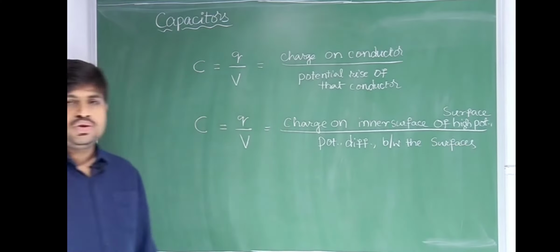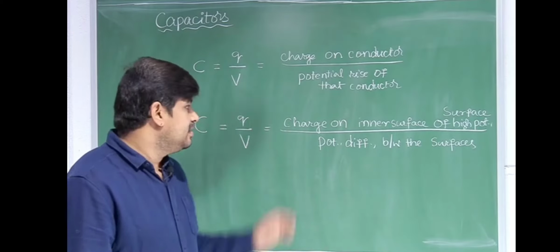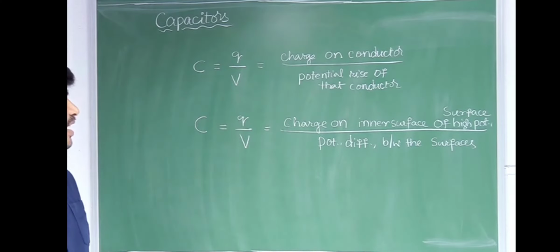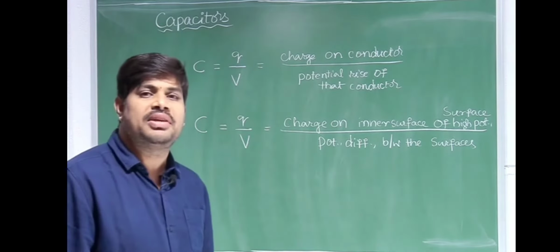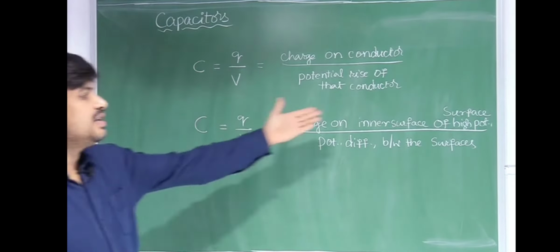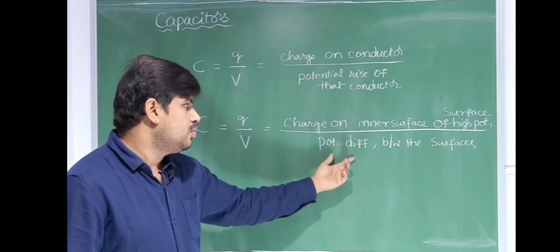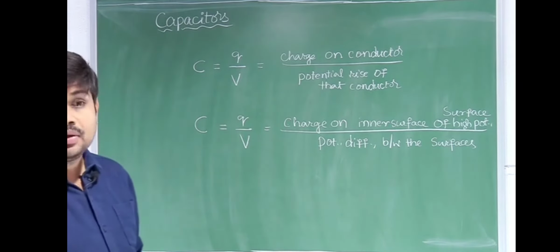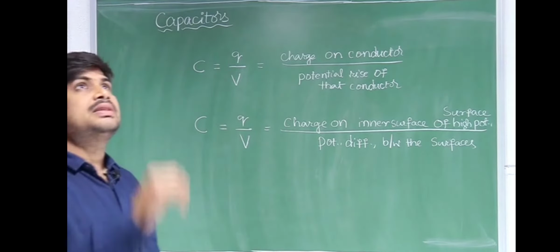When two conductors are placed symmetrically, we take the electrical capacitance of that combination as charge upon potential difference. Which charge do we need to take? The charge on the inner surface of the high potential plate, divided by the potential difference between the two surfaces. Using this, we are able to calculate the potential difference.